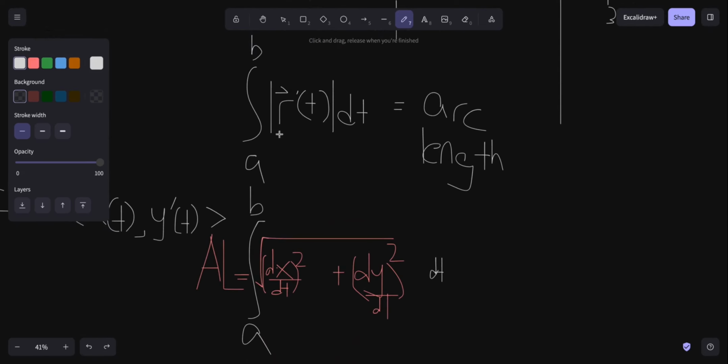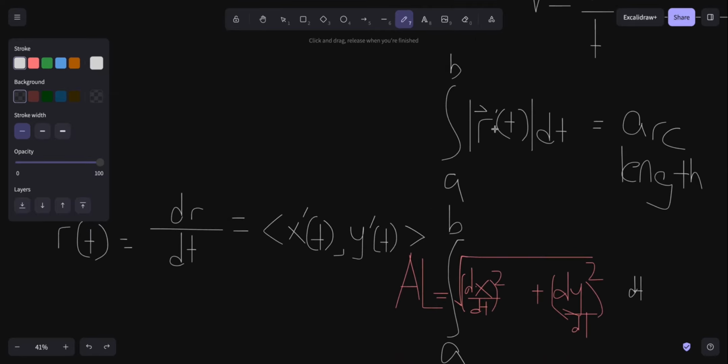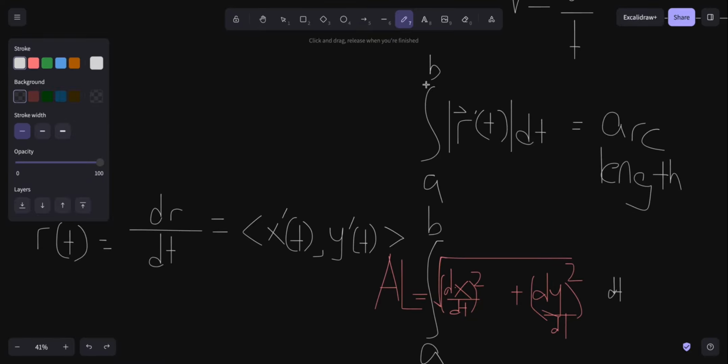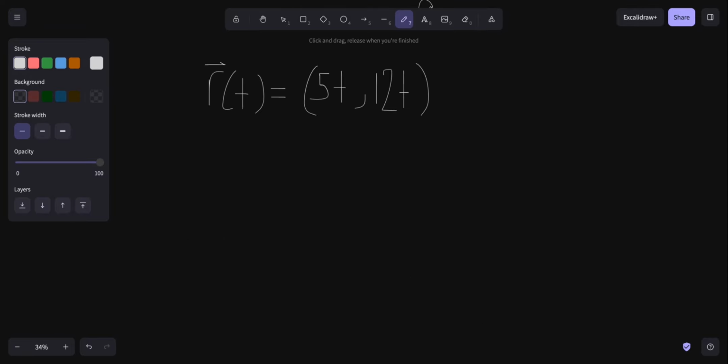But another interpretation of arc length is that, well, r prime of t, the absolute value of r prime of t, that's just going to give you your speed. So if you integrate speed with respect to time, and you sum it all up from a to b, that's going to give you your total distance, which you can think about as essentially the arc length.